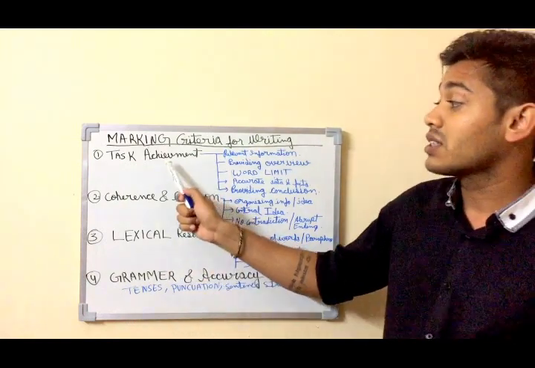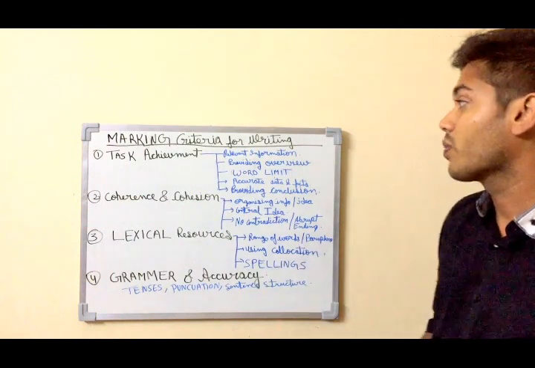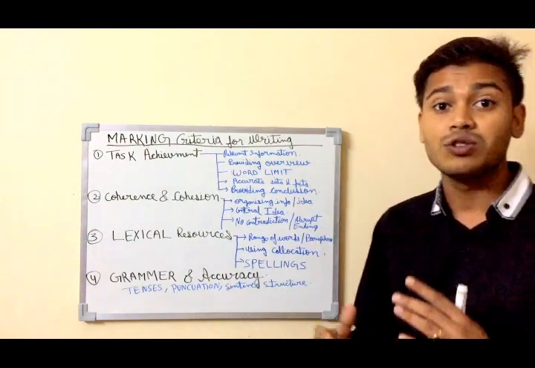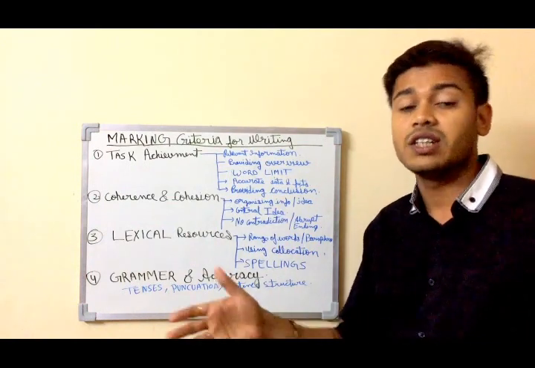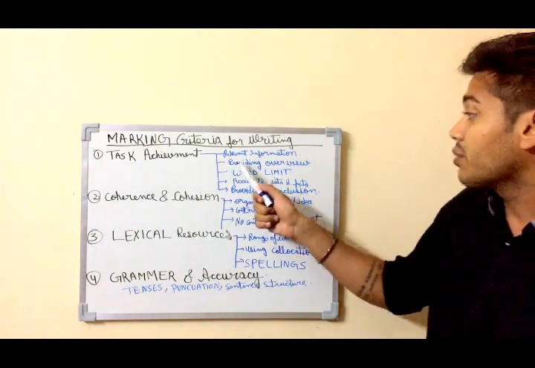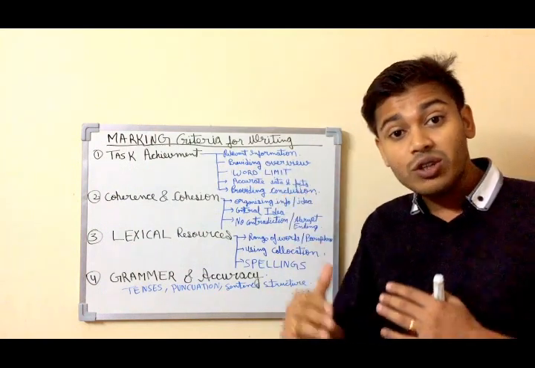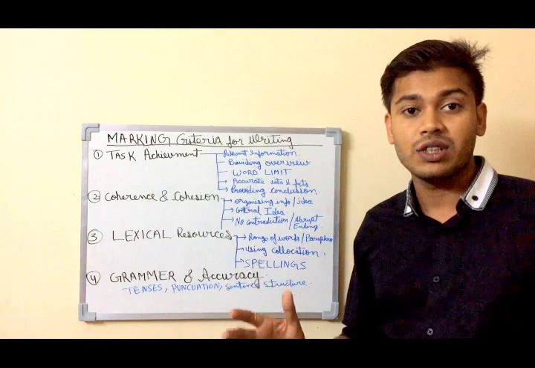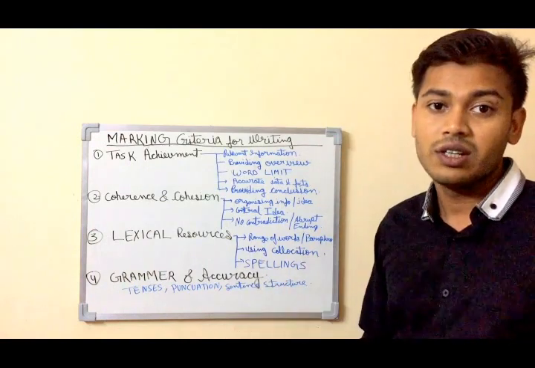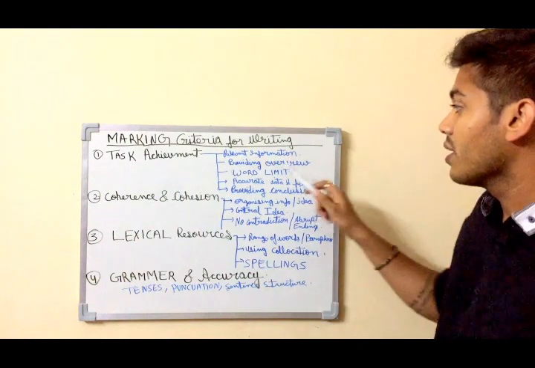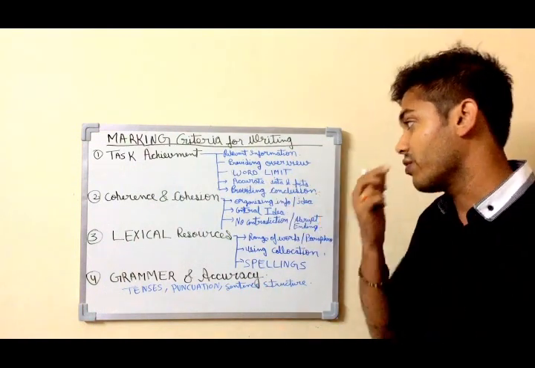In task achievement, what do you need to do? You need to give relevant information. The information has to be in relevance with the question given. Then the second part is providing an overview. You need to give a proper overview of the question, meaning what you want to convey, in accordance with the question.